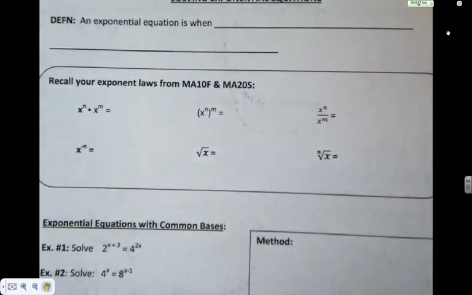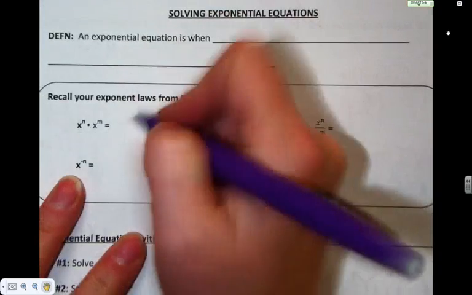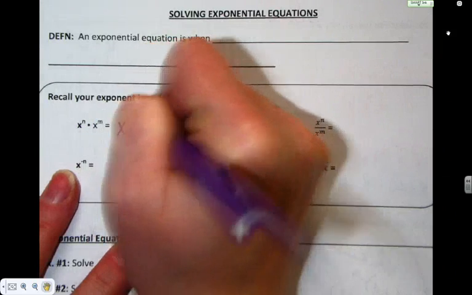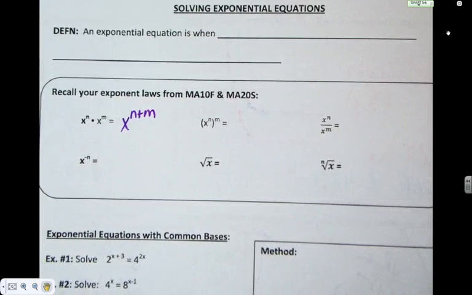X to the m times x to the m. Okay, so in multiplying bases, you add the exponents.